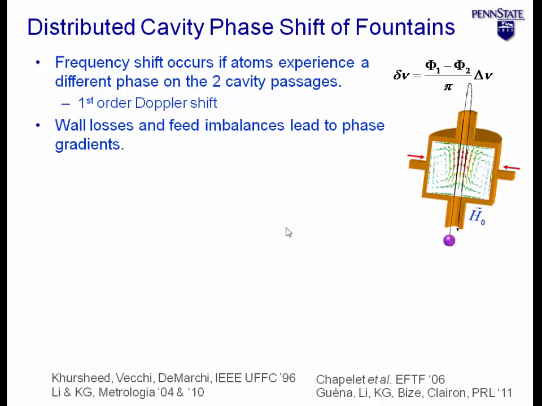So, distributed cavity phase shift in a fountain, for example. Let's just look at what is done in fountains. The atoms go up, and if there's a phase gradient across the cavity, for example because power is fed in from one side or the other, or there's an imbalance there, and also because the power is fed in from the sides and absorbed on the walls, there are phase gradients in the cavity. So if the atoms go up and come down at two different places, on average there's a difference in phase. That times your line width gives you the first-order Doppler shift.